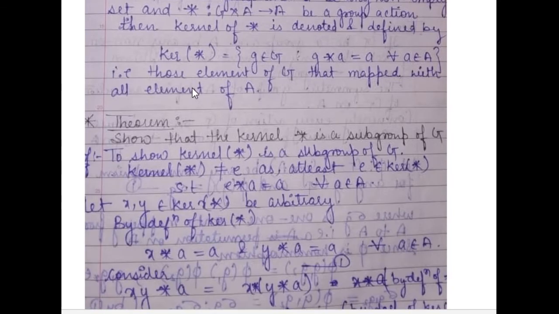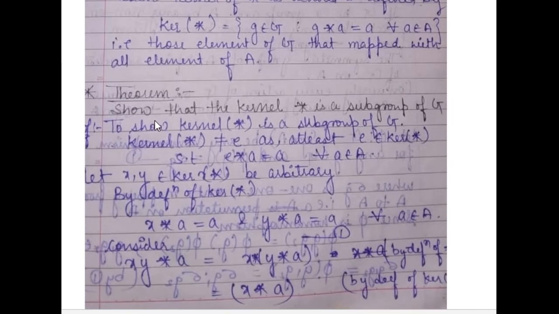Now the first theorem. In the case of kernel of homomorphism, we have already proved that the kernel set is a normal subgroup. So now we are going to prove here that the kernel of this group action is a subgroup of G. To show kernel star is a subgroup of G, we have kernel star is not empty, since at least E belongs to kernel star, as E star A is equal to A. So this implies this set is non-empty.